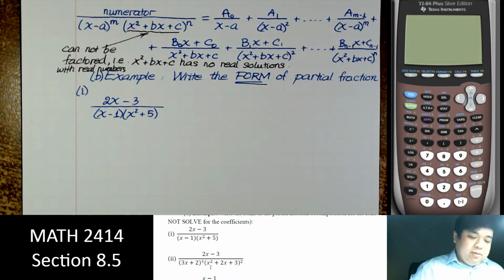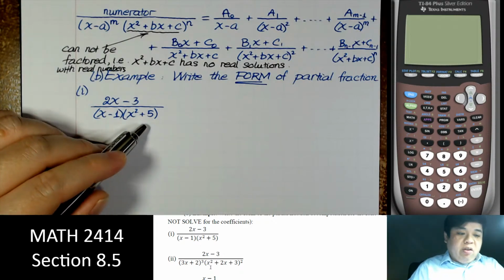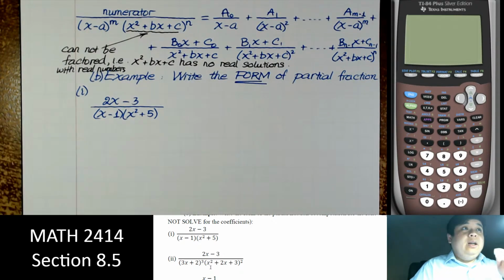Right. Like x squared plus 5, the solution will be plus or minus square root of 5 i. That is imaginary, of course, it's not real. So we're good.